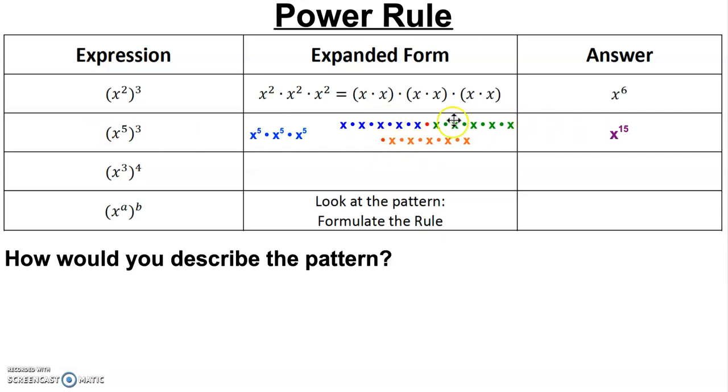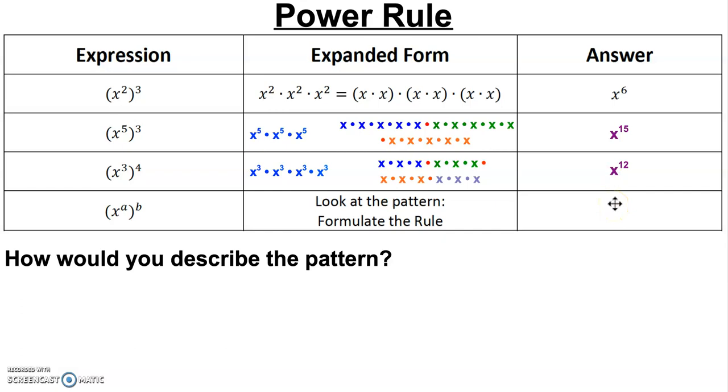Notice how long it took us to do that if we had to do expanded form every time. So let's anticipate what we would do with this x cubed to the 4th. So x cubed to the 4th would look like x cubed times x cubed times x cubed times x cubed. If we were to expand that, what would that look like? So we'd have x times x times x times x times x times x, all the way until we're done expanding it. So how many x's are being multiplied total? Well, it's x to the 12th.